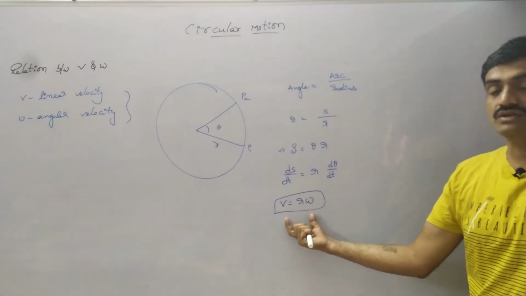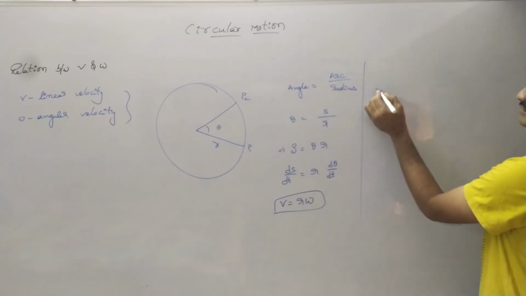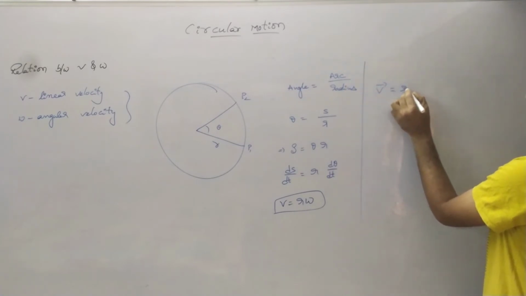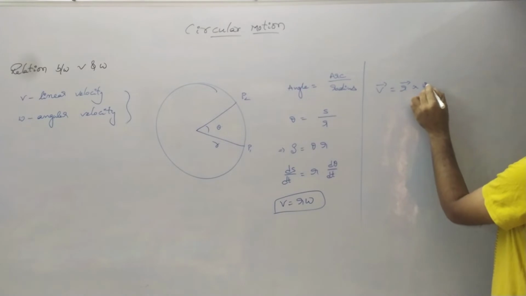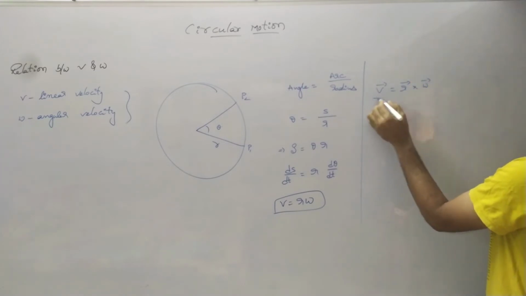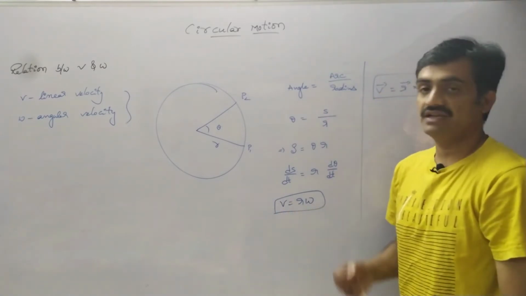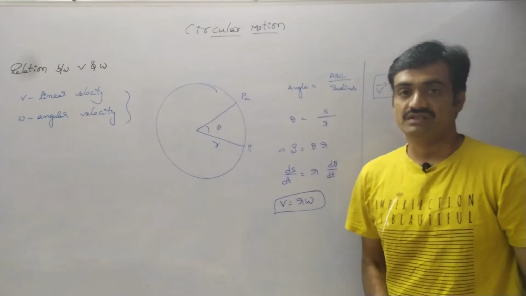It's a scalar relation. We can also represent it as a vector relation: v bar equals r bar cross omega bar. So this shows the relation between linear velocity and angular velocity in the case of circular motion.